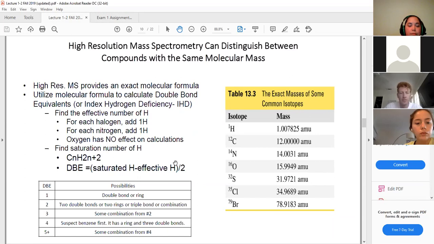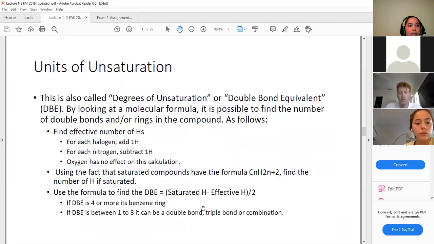You have in your notes, in lectures 1 and 2, that we need to do the calculation for the units of unsaturation. We saw something similar in Organic 1, but we didn't cover the whole thing about how we identify how many double bonds we can have. So using this kind of equation, we can identify how many double bonds we can have in the molecule.